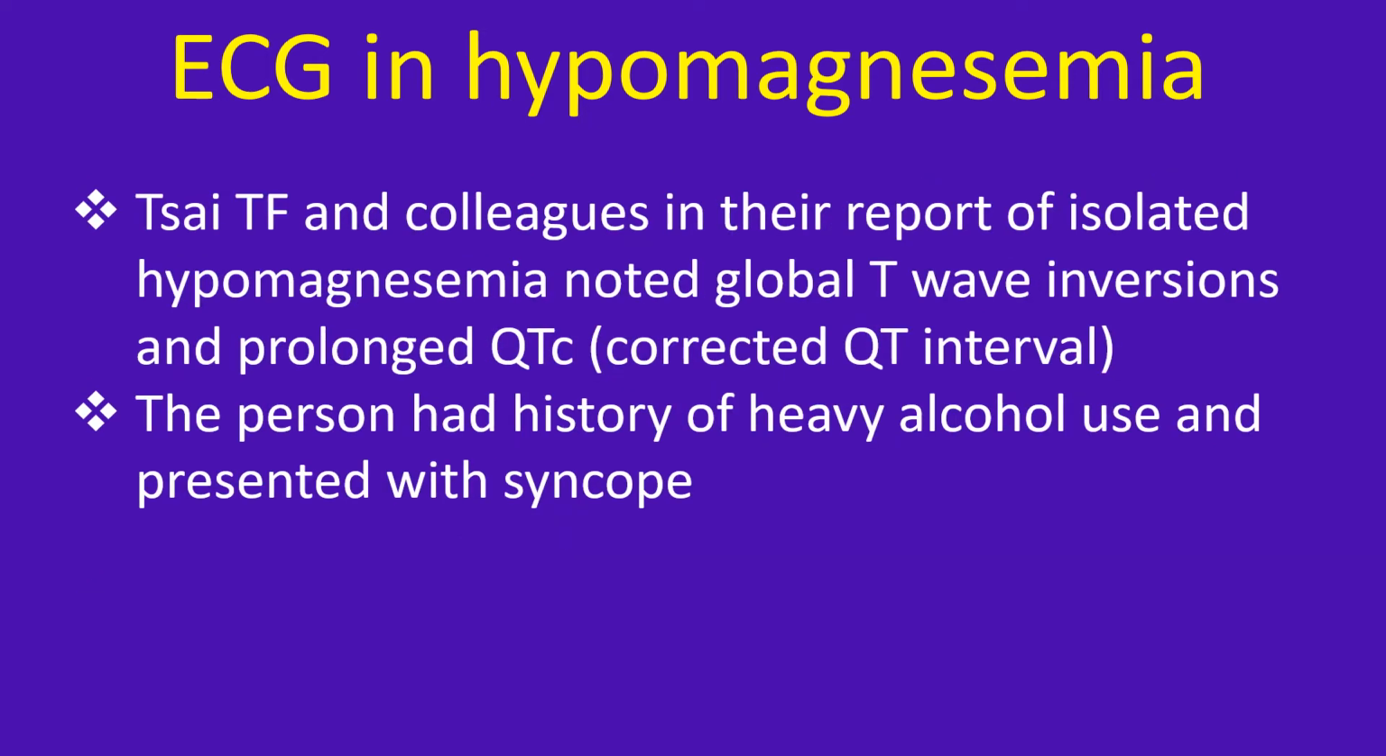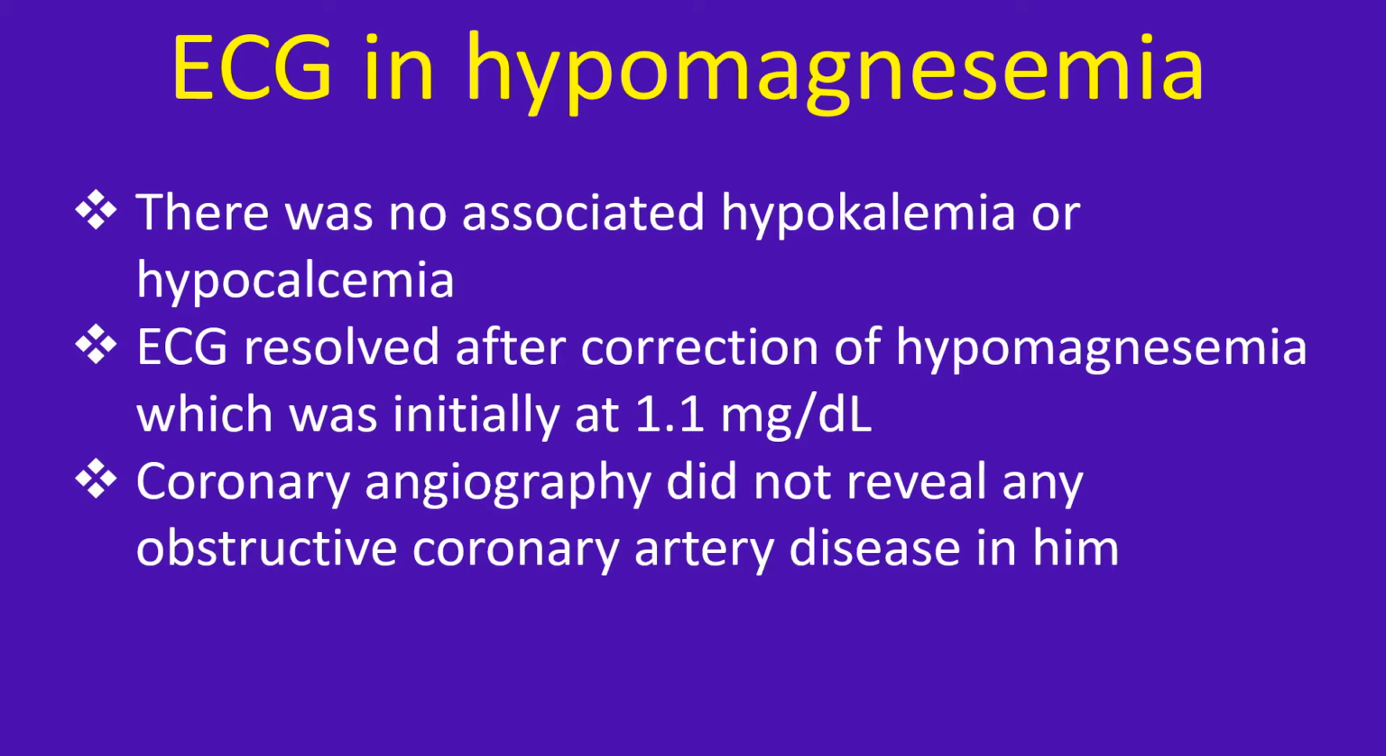Sai and colleagues in their report of isolated hypomagnesemia noted global T-wave inversions and prolonged QTc. The person had history of heavy alcohol use and presented with syncope. There was no associated hypokalemia or hypocalcemia. ECG resolved after correction of hypomagnesemia, which was initially at 1.1 mg per deciliter. Coronary angiography did not reveal any obstructive coronary artery disease in him.